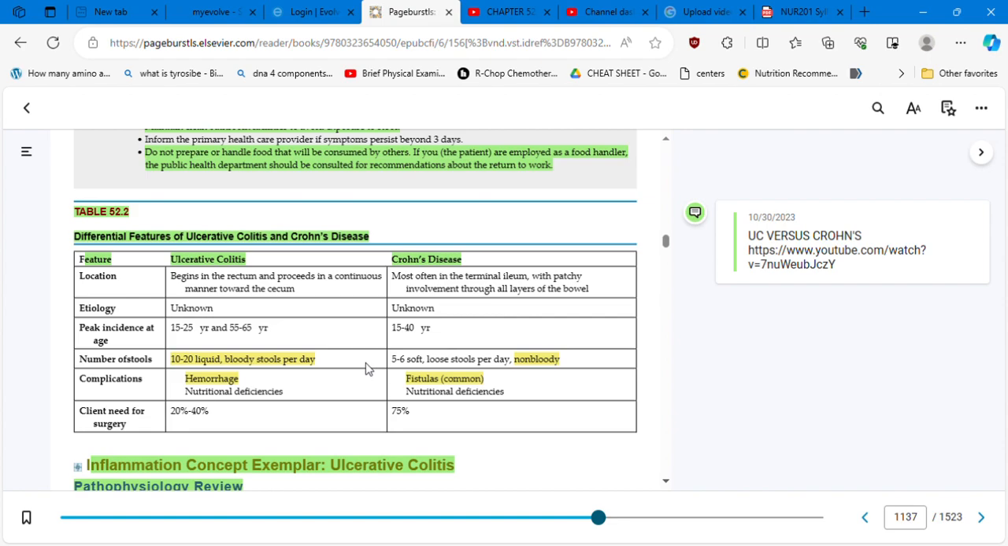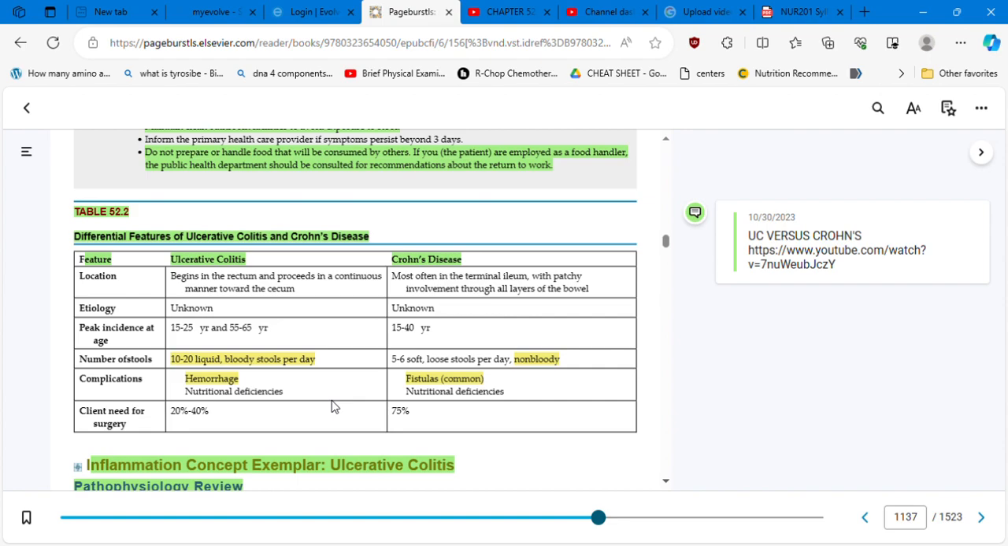Another piece of information that is good to remember to make a difference. In ulcerative colitis, you're having 10 to 20 liquid bloody stools per day. In Crohn's disease, 5 to 6 soft, loose stools per day, non-bloody. Okay? Crohn's disease, non-bloody, ulcerative colitis, bloody stools.